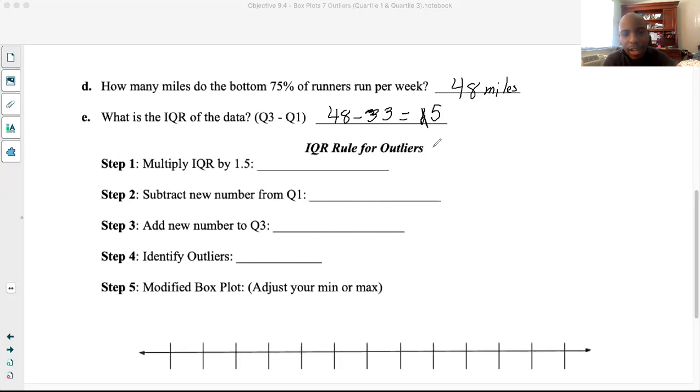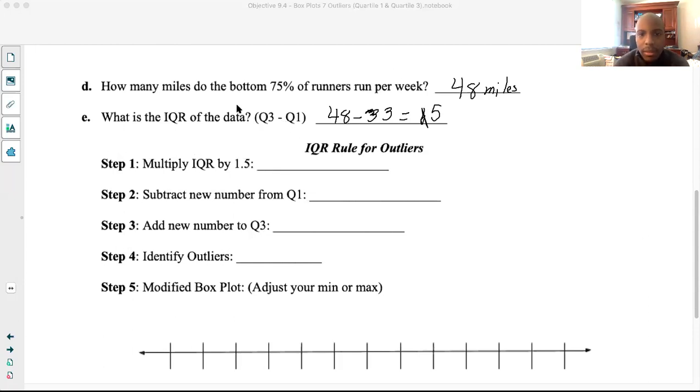We need to take the IQR and multiply it by 1.5. Now, why are we doing that? We want to figure out the limits, what numbers are the real max and the real min, and any numbers on the outside of that are the outliers. What's the furthest we can have our minimum? What's the furthest we can have our maximum? We find that by using the IQR, which is 15.